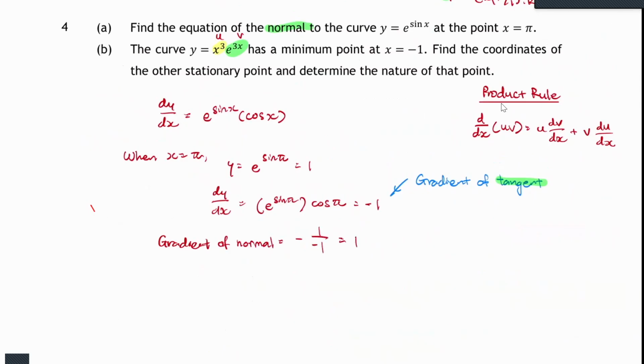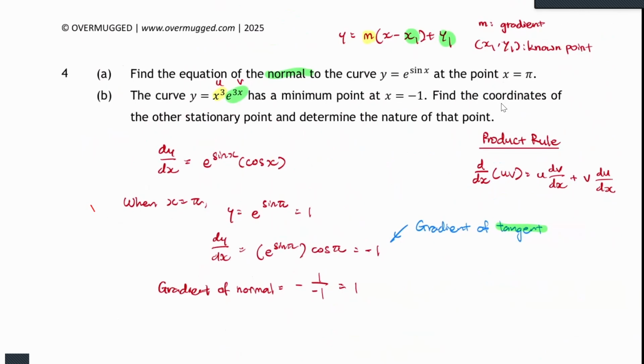Once I get this value, I can just plug it into the general equation for the equation of line. So I'll have equation of normal to be y equals to m(x minus x1), x1 is pi, plus 1. Can? When x is equal to pi, the y value is 1. The gradient of the normal also is 1. So easy. So we have x minus pi plus 1. Okay, so the equation of normal is y equals to x minus pi plus 1.